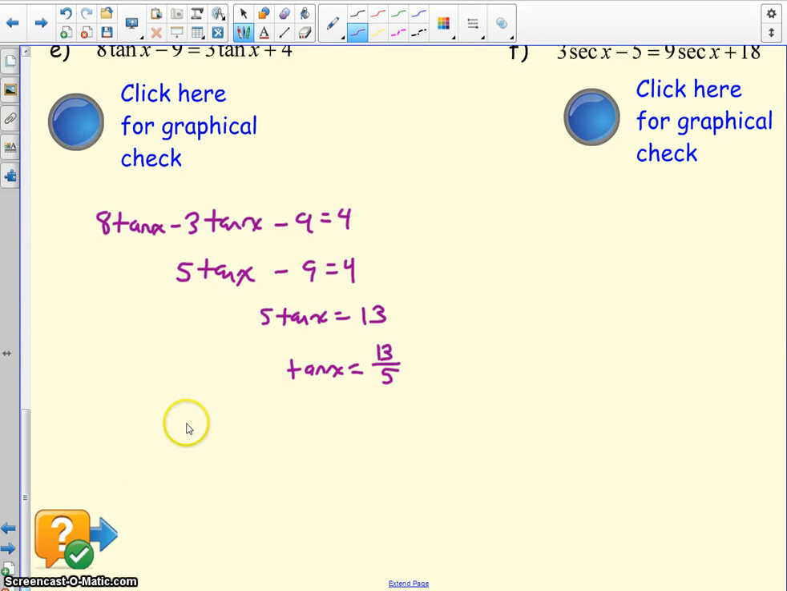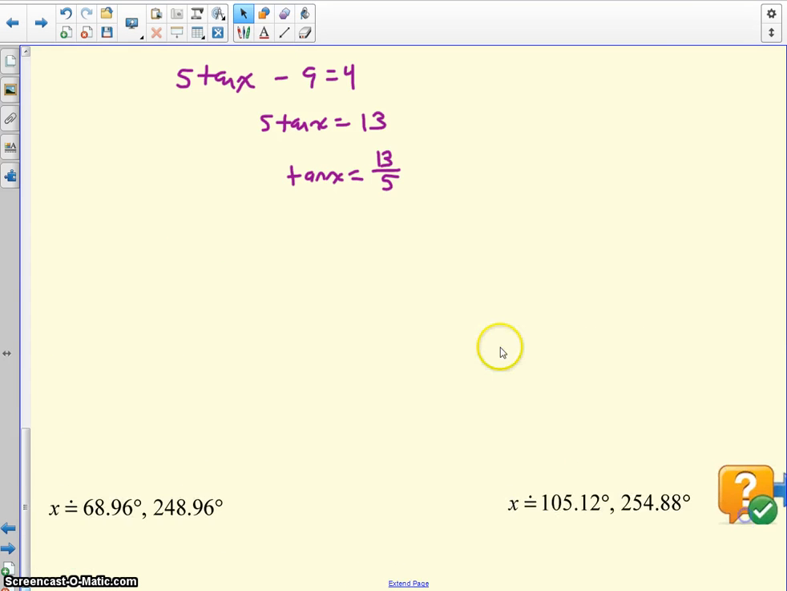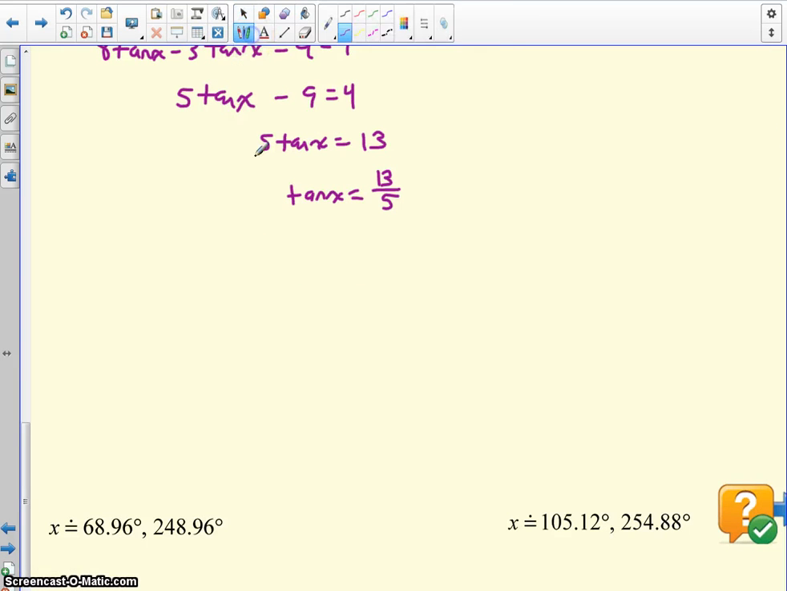Alright, so welcome to part 3. Hopefully you're able to get this one figured out on your own. I'll reveal the answers in case you've tried already. So again, once we did some simplification and collected all of our tan x terms together, it becomes just like all the other problems we solve. So tan x is 13 over 5.